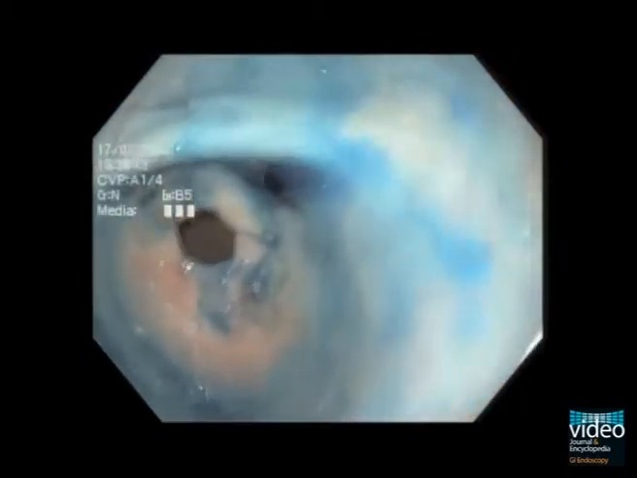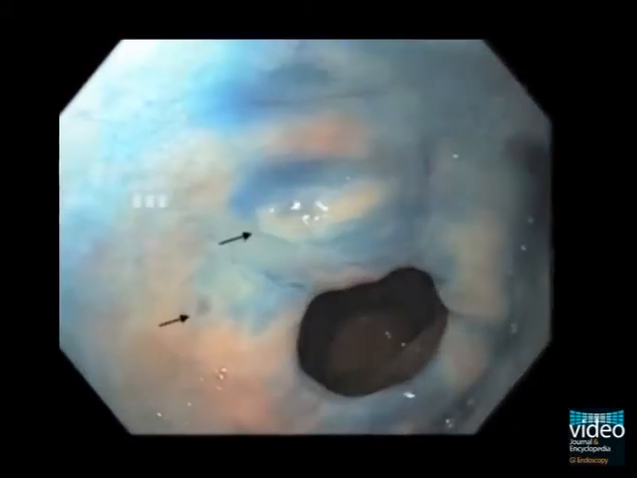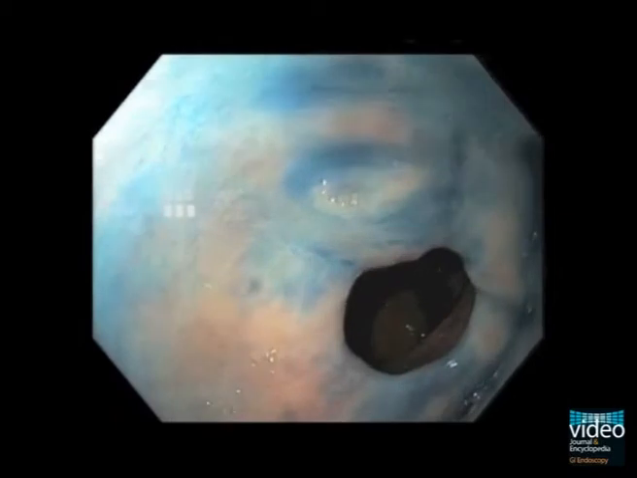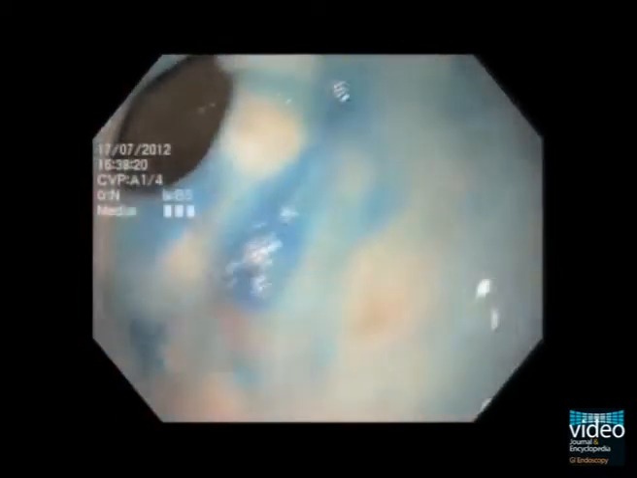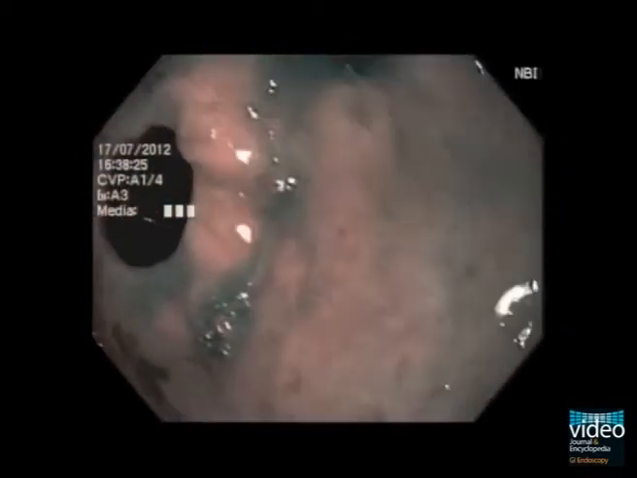Indigo carmine solution is then sprayed directly on the gastric mucosa. The lesions are now clearly distinct. Narrowband imaging is then performed.